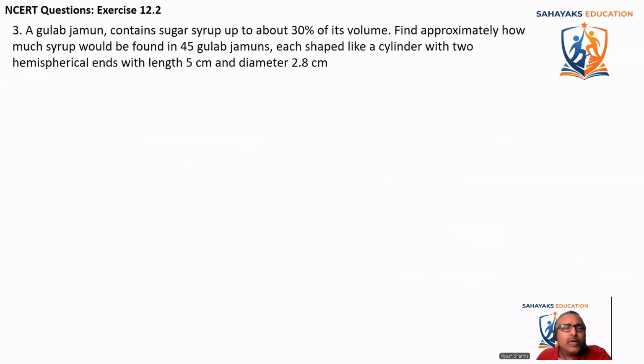No. Okay. A gulab jamun contains sugar syrup up to 30% of its volume. 30% is the juicy part of the gulab jamun. Find approximately how much syrup would be found in 45 gulab jamuns. The figure is also not given here. 45 gulab jamuns, each shaped like a cylinder with 2 hemispherical ends with length 5 centimeter and diameter 2.8 centimeter.